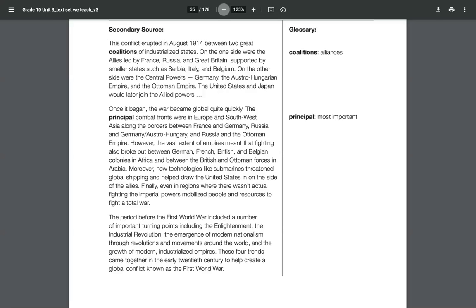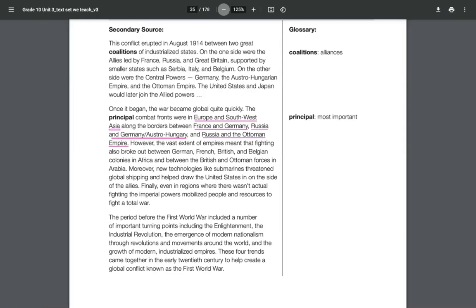So we see in the text that the principal combat fronts were in Europe. We can actually do better than that. So we see that it was in Europe and Southwest Asia, particularly along the borders between France and Germany, Russia and Germany/Austria-Hungary, and the borders between Russia and the Ottoman Empire.